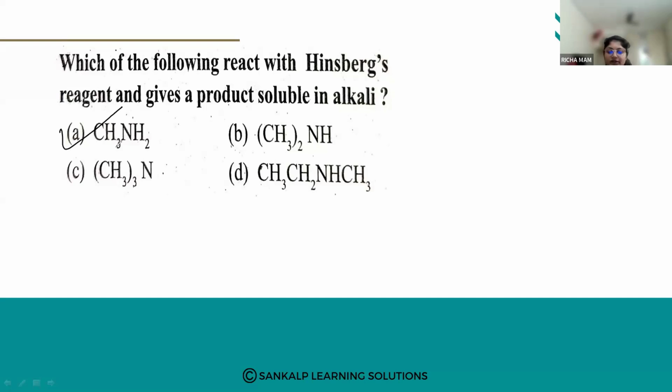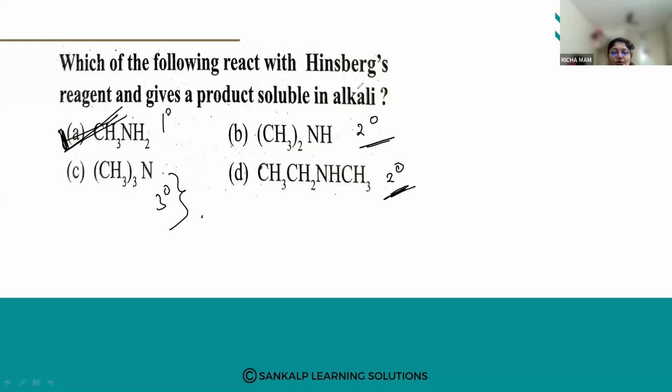So how will they give you the test? With a primary amine, when you react it with your Hinsberg reagent, you get a product which is soluble in alkali. With a secondary amine, the product is insoluble in alkali, and a tertiary amine gives no reaction. So this is primary, this is secondary, this is also secondary, and this is the tertiary amine. So the secondary amine is insoluble in alkali, and this is no product. So our answer is option A.